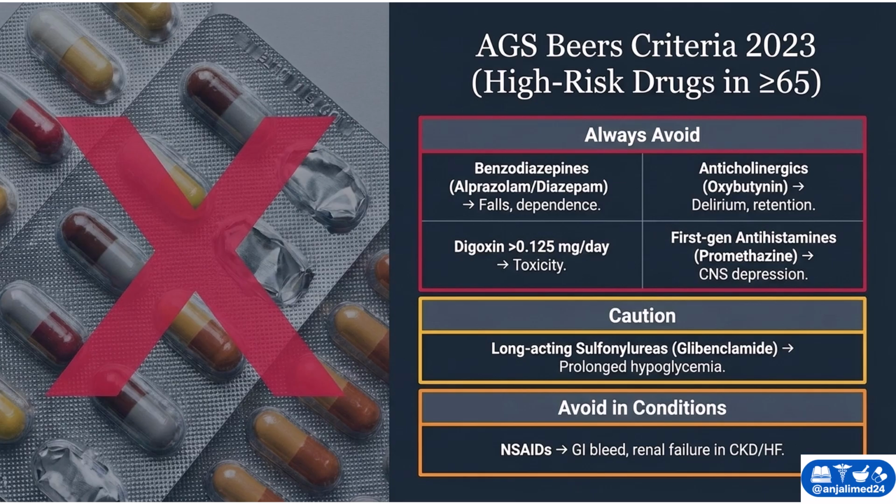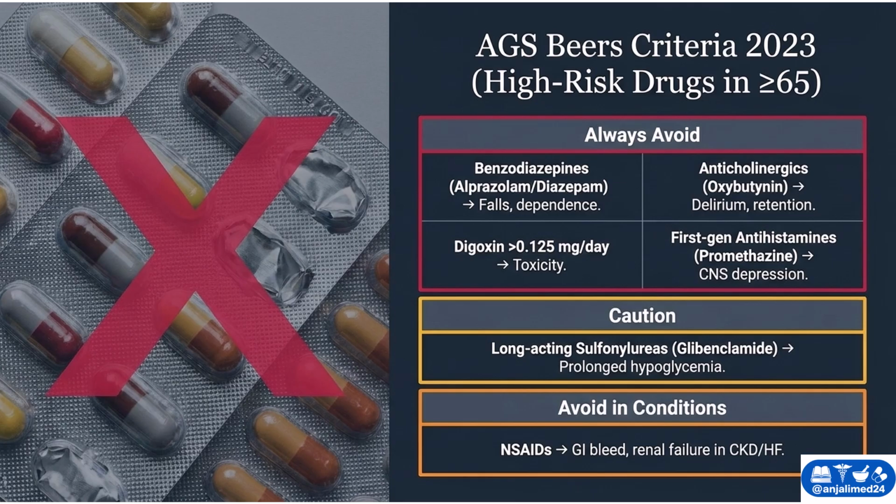First are benzodiazepines such as alprazolam and diazepam. Although commonly prescribed for anxiety and insomnia, these drugs significantly increase the risk of falls, fractures, sedation, confusion, and dependence in elderly patients. Even low doses may impair cognition and mobility.